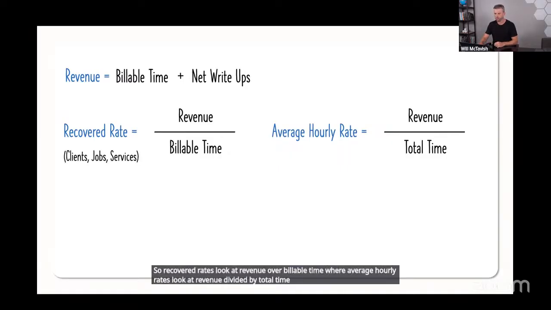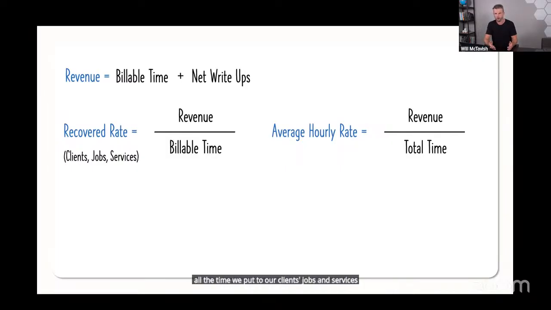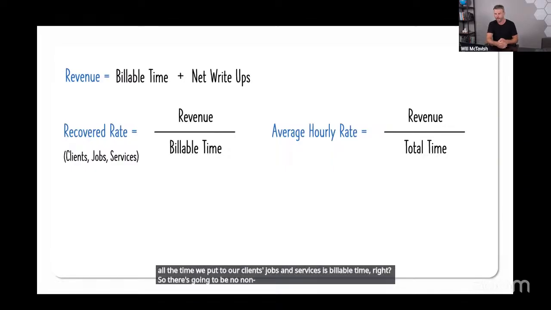The reason they're different is because recovered rates are great for clients, jobs, and services. Clients, jobs, and services don't have productivity. All the time we put to our clients' jobs and services is billable time, right? So there's going to be no non-billable element of that.